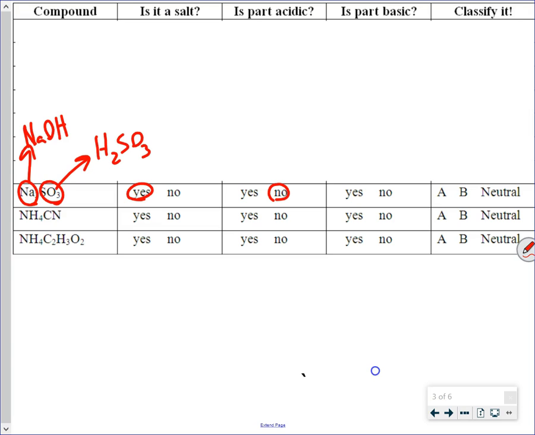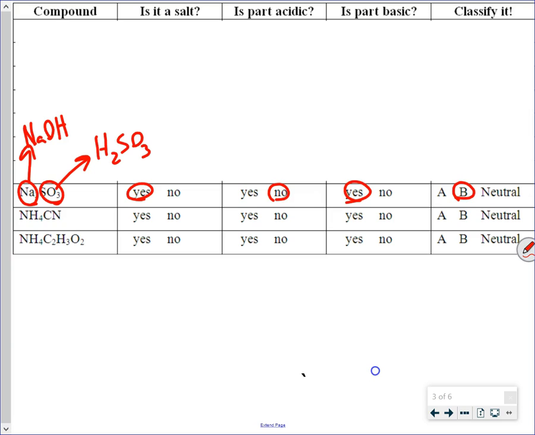So yes, this is a salt. No, the cation will not affect pH. Sulfurous acid is weak, therefore sulfite will affect pH, and it's the conjugate base of the original acid, so yes, it has basic properties. And then the overall salt would be basic as a result.